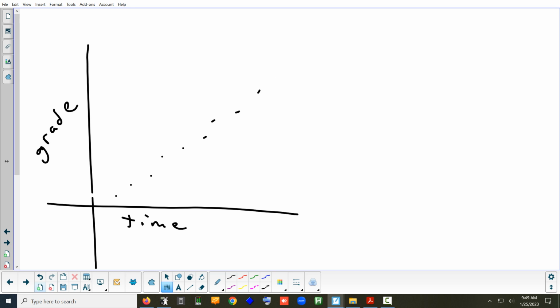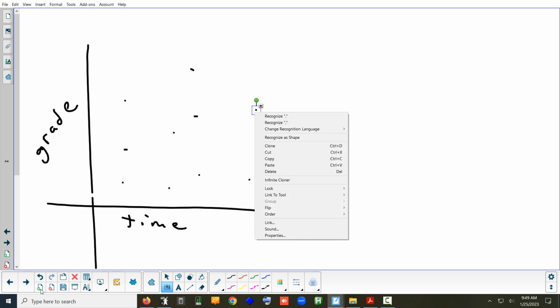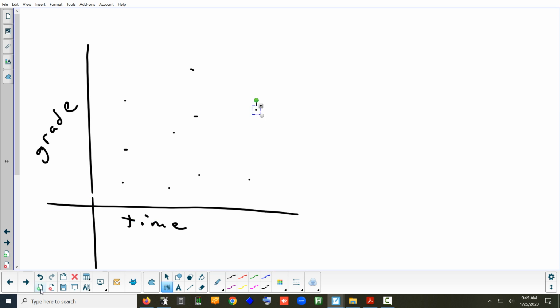Now, if you did the same thing and you asked people, how much time did you spend studying and what grade did you get, and the data looked kind of like this, then that would mean they're not really in a line, and there was really no connection. This person studied a lot, and they got a pretty low grade. This person studied a lot, but they got a higher grade. This person hardly studied at all, and they got a really high grade. So there's no pattern there because the dots aren't lining up in a line.